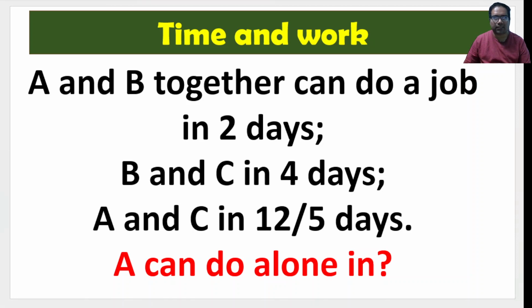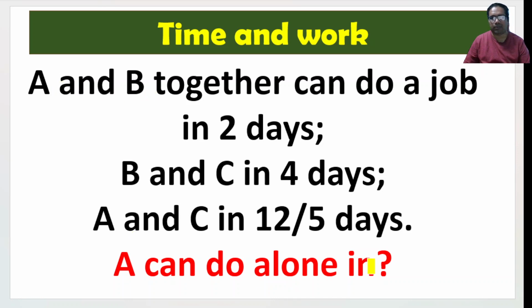Hi friends, here is a pretty straightforward problem. Here we are given A and B can do together a piece of work in 2 days. B and C can do together in 4 days. A and C can do together in 12 by 5 days. What is their individual capacity?